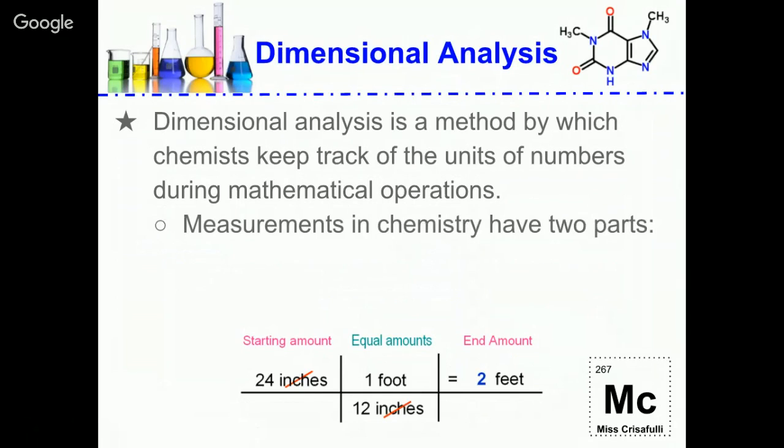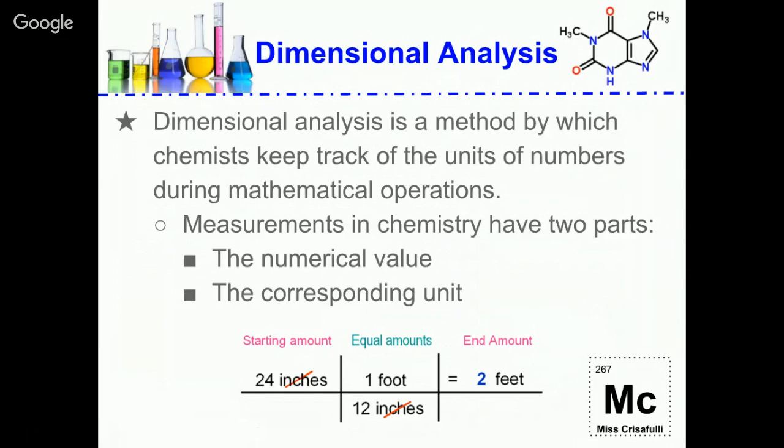So remember, all measurements in chemistry have 2 parts. The first part is a numerical value, a number, and the second part is the corresponding unit. So when we look at this example down here, you're always going to get a starting amount. Any problem that I give you, you're always going to get whatever that starting amount is. So that gets written down first. The bars allow for us to separate what we need to separate out. In that middle section is where we put our equal amounts. That's where your conversion factor is going to go.